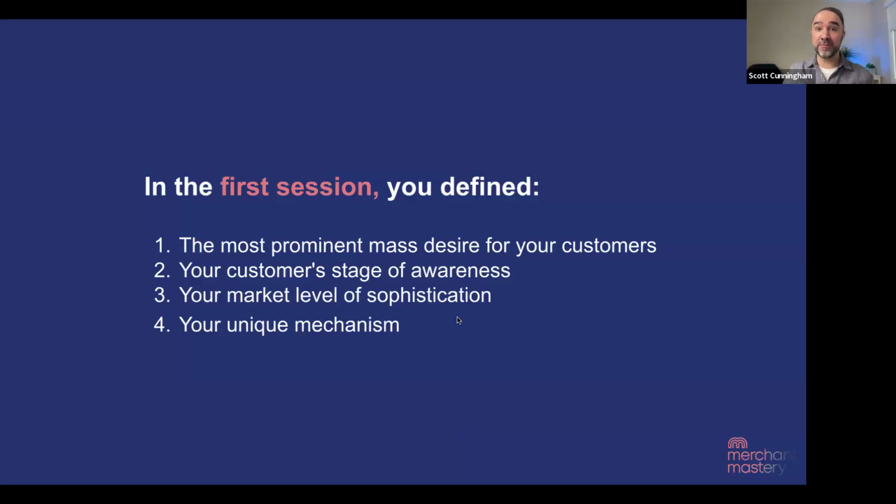So in the first session, just as a recap, where are we at? In the first session, we defined four things. We came up with the one most prominent mass desire that is the most on your customer's mind. We identified your customer's stage of awareness. Remember, it was unaware, problem aware, solution aware, product aware, most aware. We came up with your level of market sophistication. And then we had you define your unique mechanism.